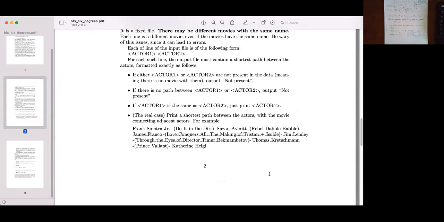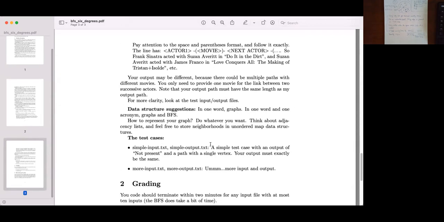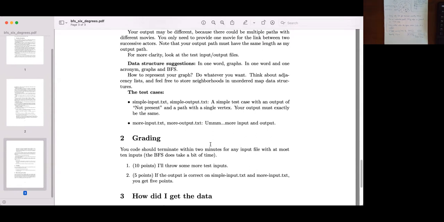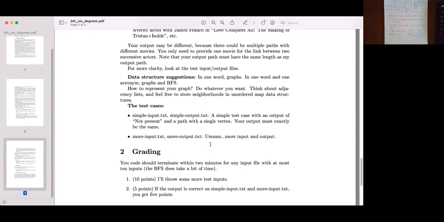Okay, any questions? Can we use all STL and anything we like for this or not? You can use whatever you want. You're essentially going to have to build your own graph, store it, and then you run BFS on it.